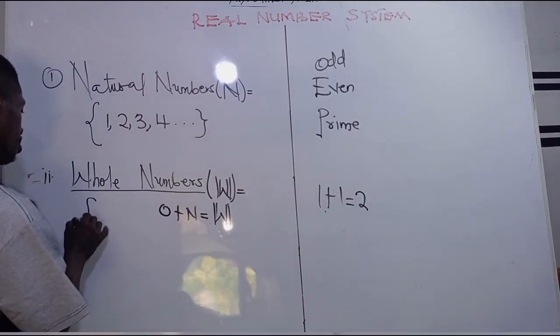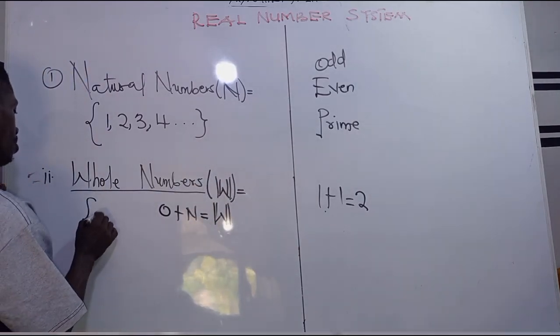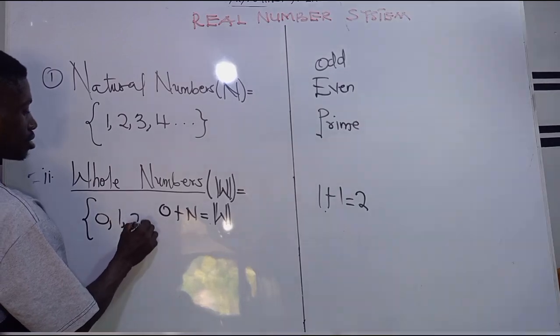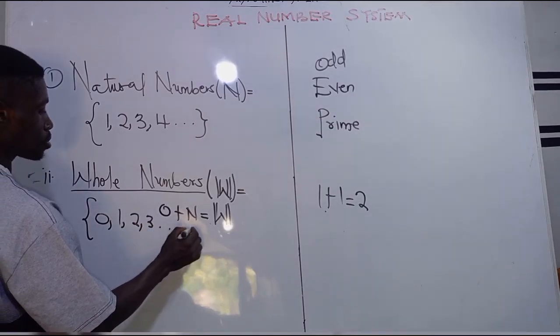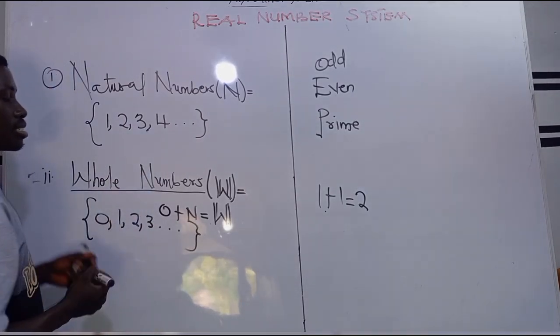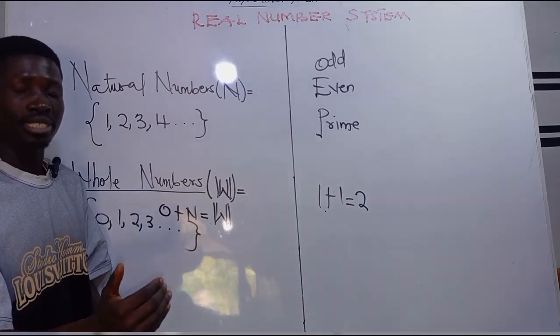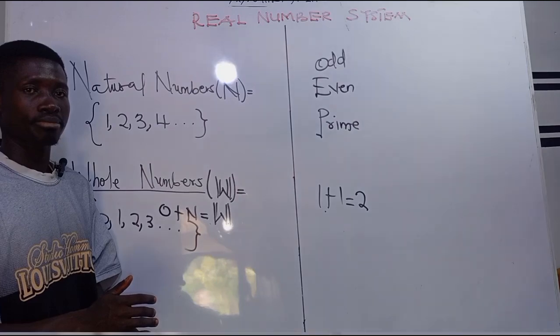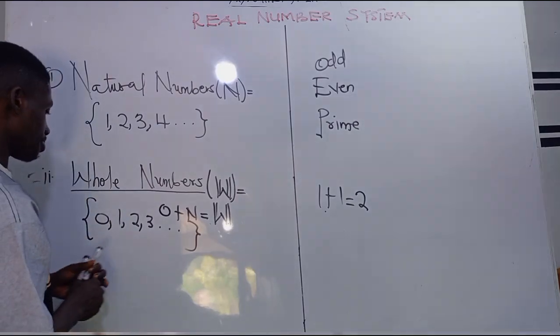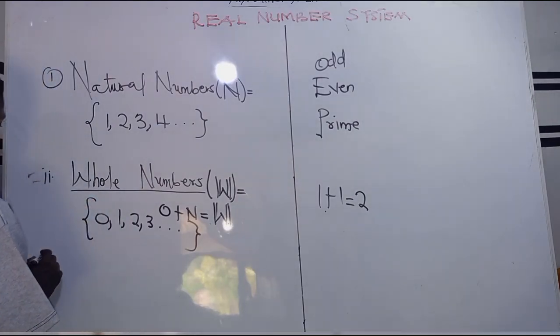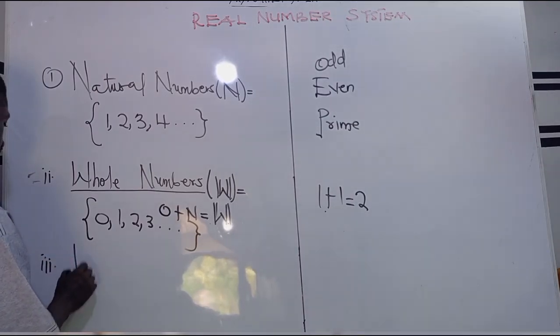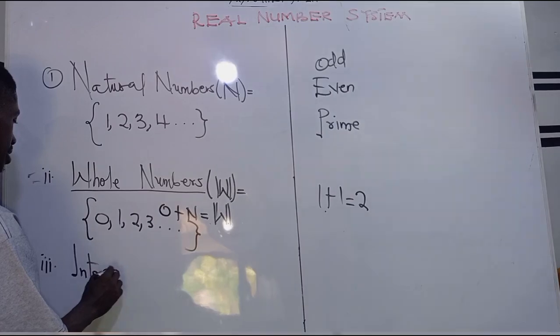So you can say our whole numbers start from 0, 1, 2, 3, up to infinity. And I believe you can give examples of whole numbers and natural numbers. Let's continue. We can also talk of what we call integers, another set of numbers.